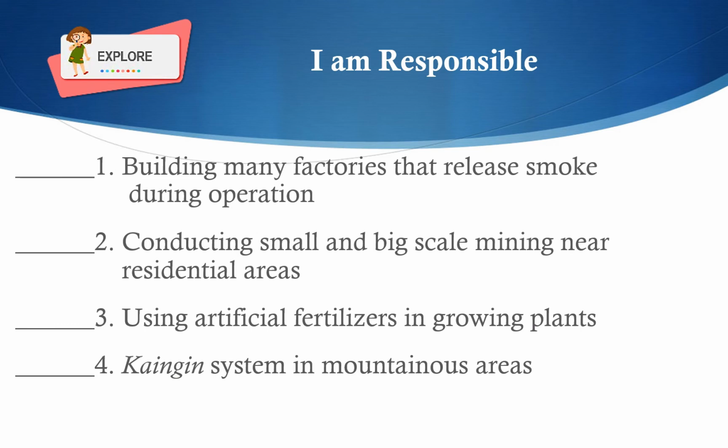Number 1. Building many factories that release smoke during operation. Number 2. Conducting small and big scale mining near residential areas. Number 3. Using artificial fertilizers in growing plants. Number 4. Kaingin system in mountainous areas.